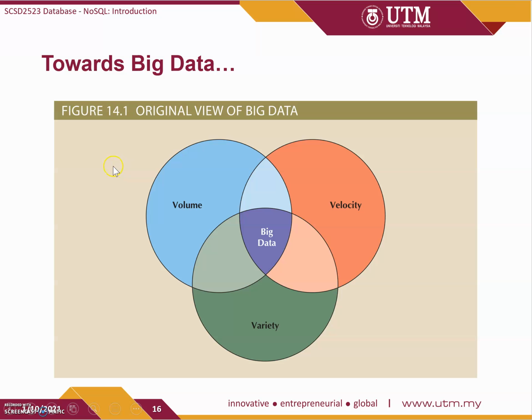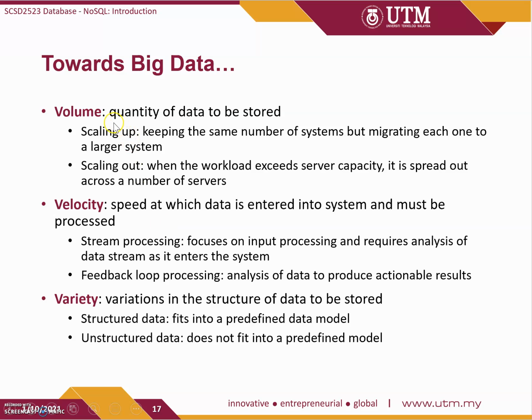So big data consists of 3 V's, okay, volume, velocity, and also variety. So what are these 3 V's? Okay, first is the volume. Volume is the quantity of data to be stored.